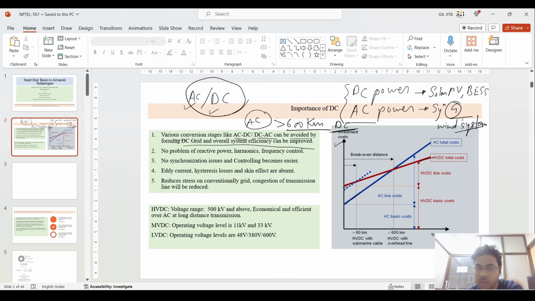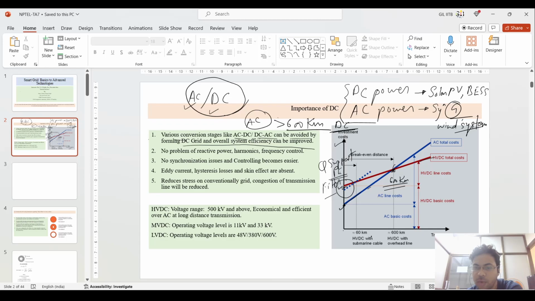If you plot both lines with respect to distance, the initial cost of the HVDC distribution system is very high as compared to AC, because you need a power electronic converter interface and various filters, AC filters also, and a large amount of reactive power support is needed. As compared to this, the initial cost for the HVAC system is lower. After plotting this graph, you see that at nearly 600 kilometers both costs become equal.